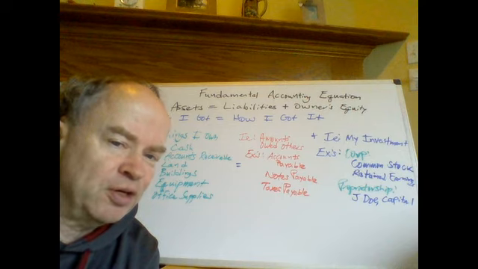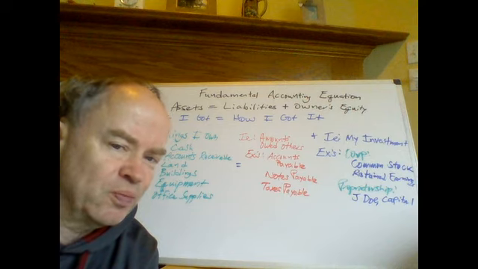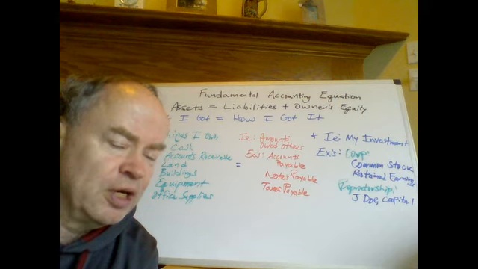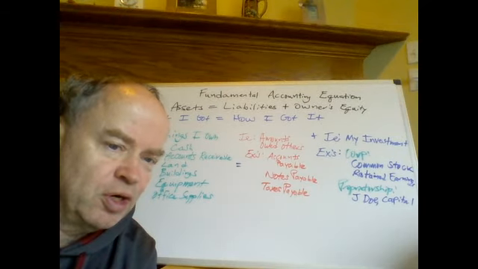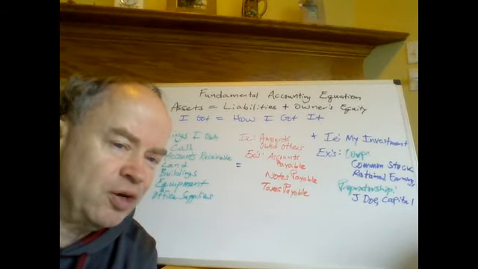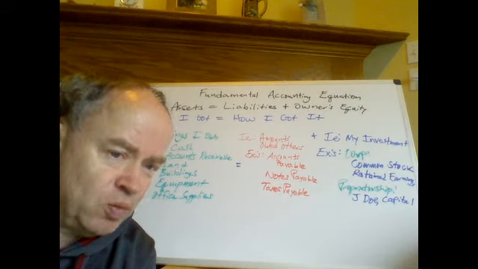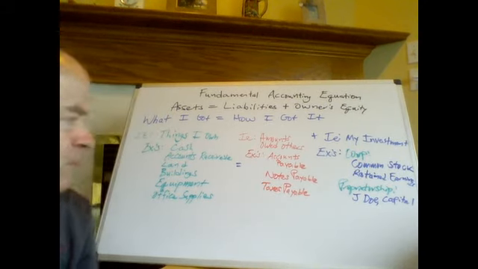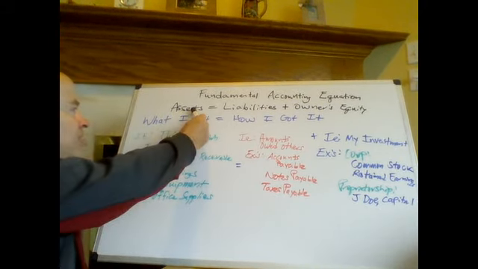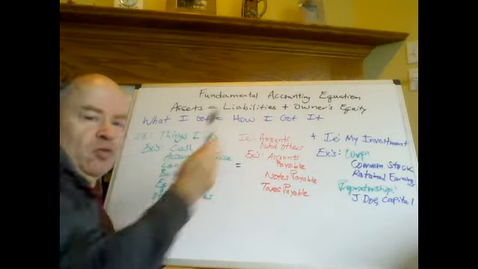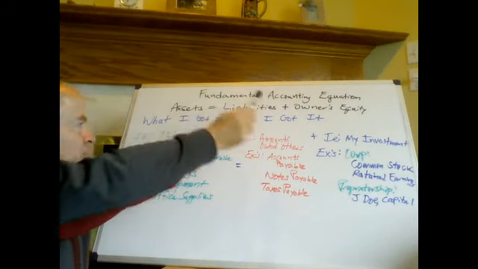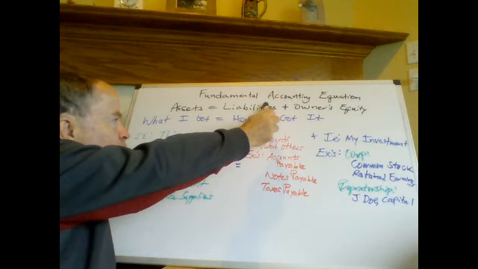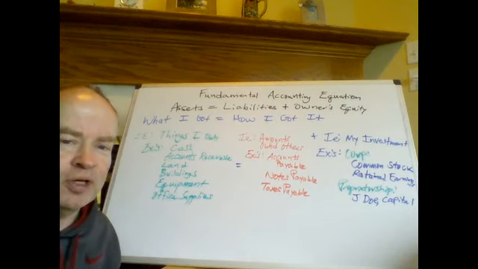Today we want to talk about the fundamental accounting system and equation. The reason this is very important is because if we don't understand the relationship here, we may not understand the relationship anywhere in accounting. The fundamental accounting equation is assets equals liabilities plus owner's equity. In other words, what I got, which are assets, equals how I got it, which is liabilities and owner's equity.